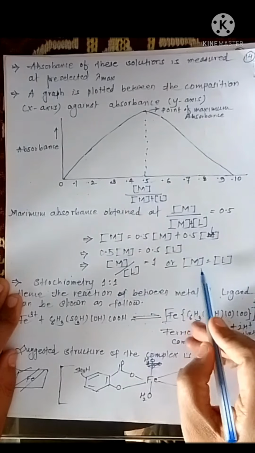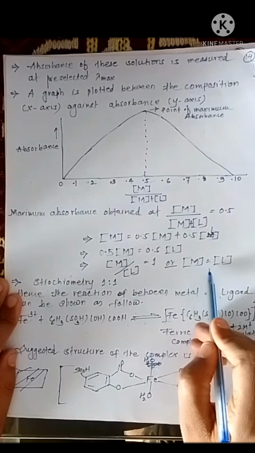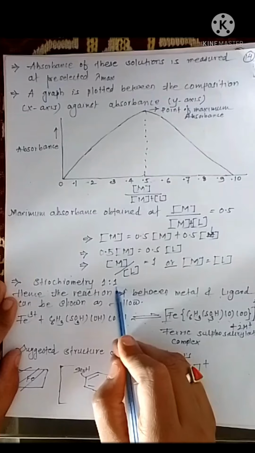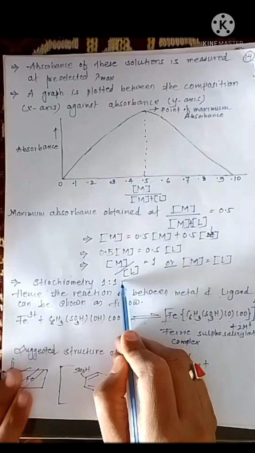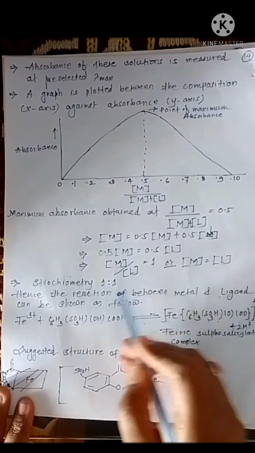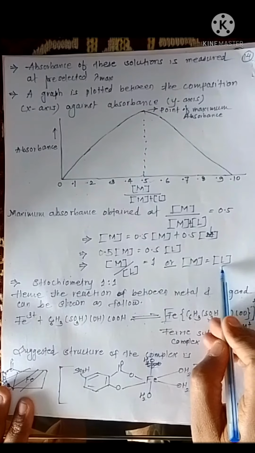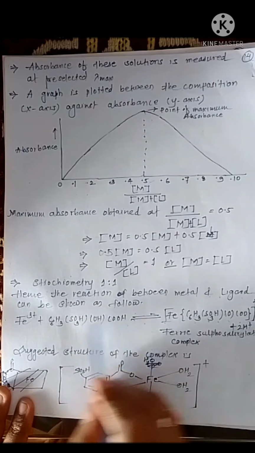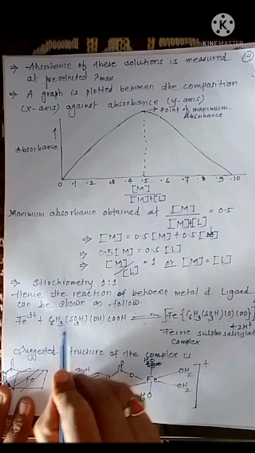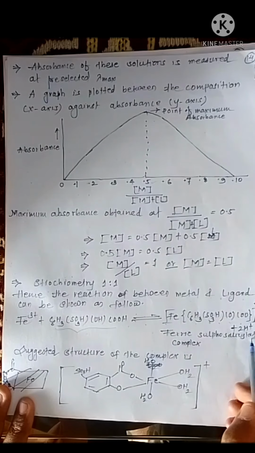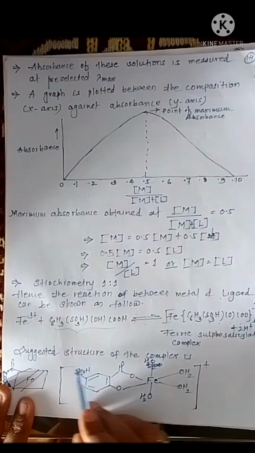When we solve this, we get concentration of metal equal to concentration of ligand. It simply means that the stoichiometry is 1:1. It means that the maximum amount of complex is formed when the stoichiometry of metal to ligand is 1:1. Hence the reaction between metal and ligand can be shown as follows: Fe3+ plus 5-sulfosalicylic acid gives the ferric sulfosalicylate complex ion.